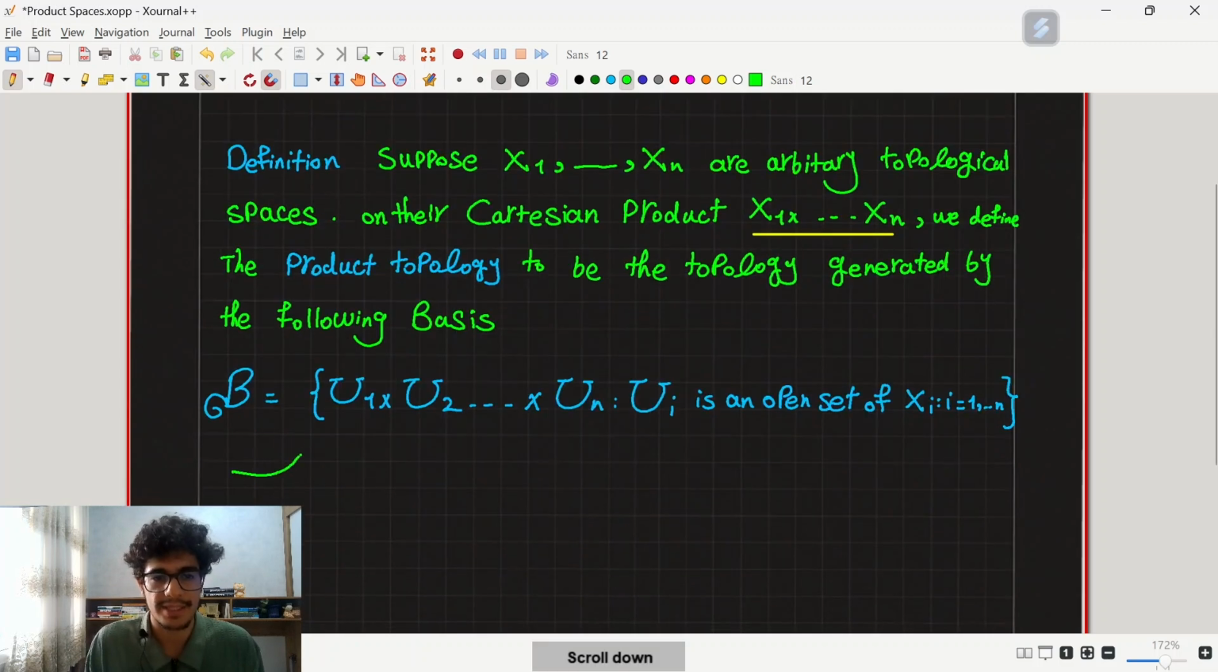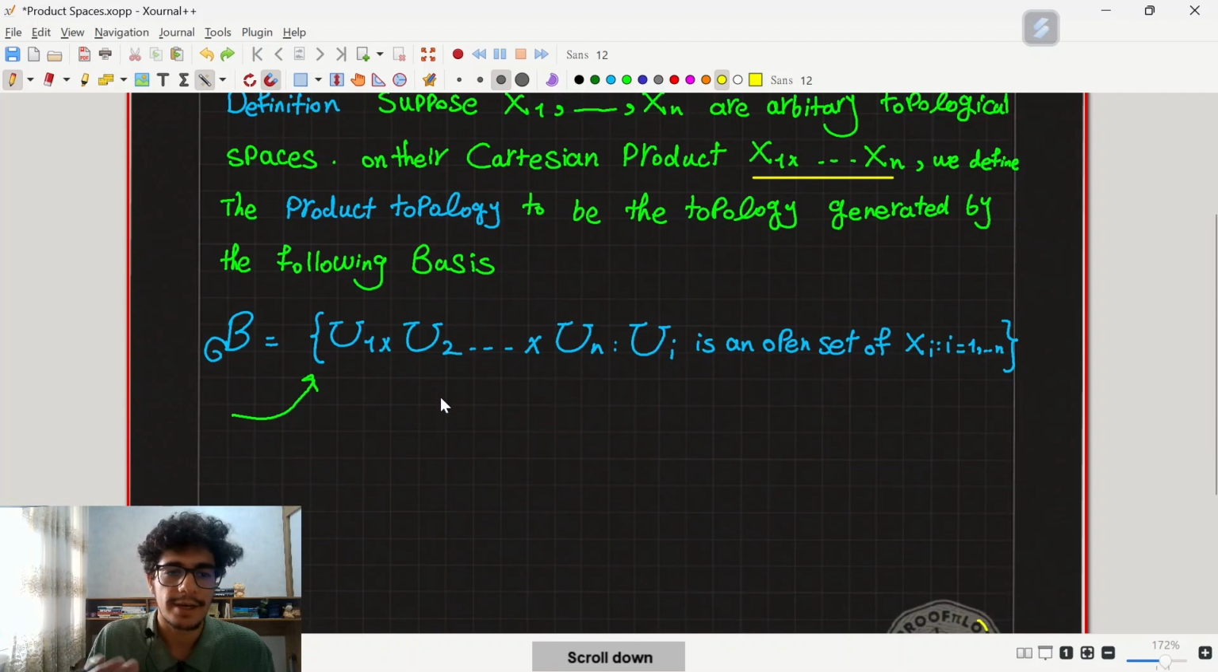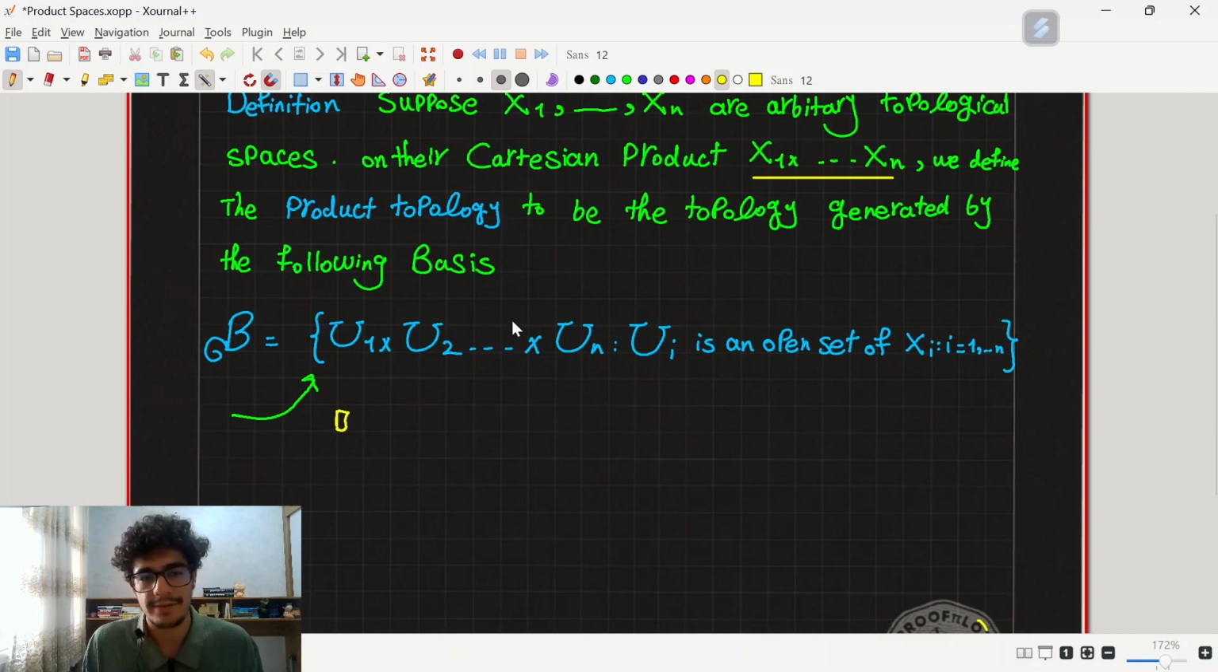So this is the basis we have. As you can see, it's the Cartesian product of all those open sets that we had in each of these Xi's. So I just need to prove that this thing is in fact a topology. And when we define a topology from its basis, we just need to verify that this thing is actually a basis. So a basis has two criteria, and when we say that this topology is generated by this basis, we just need to check two things.